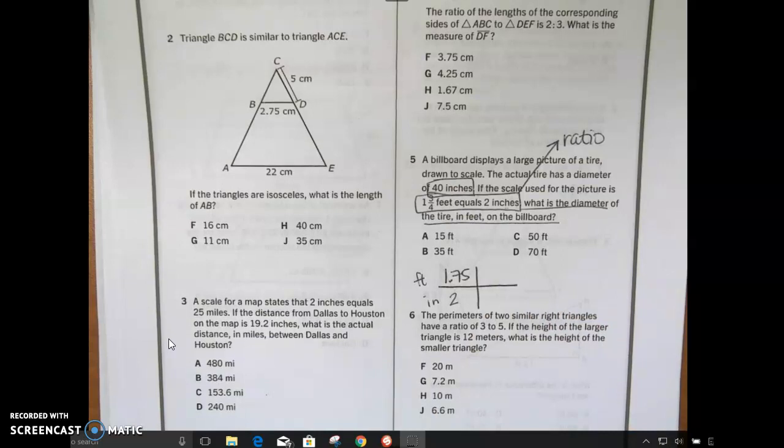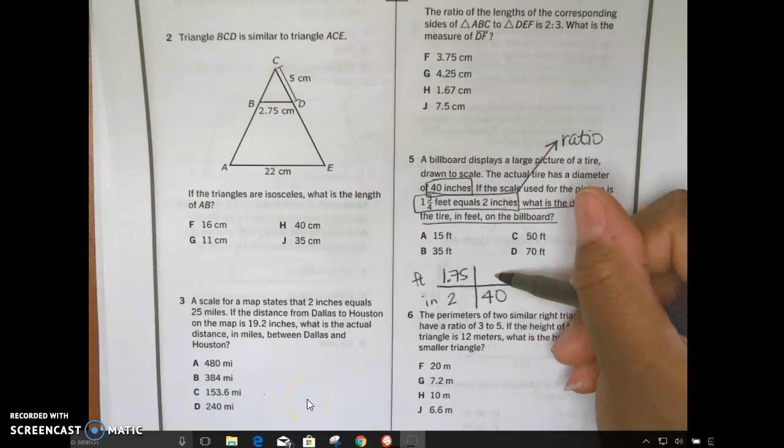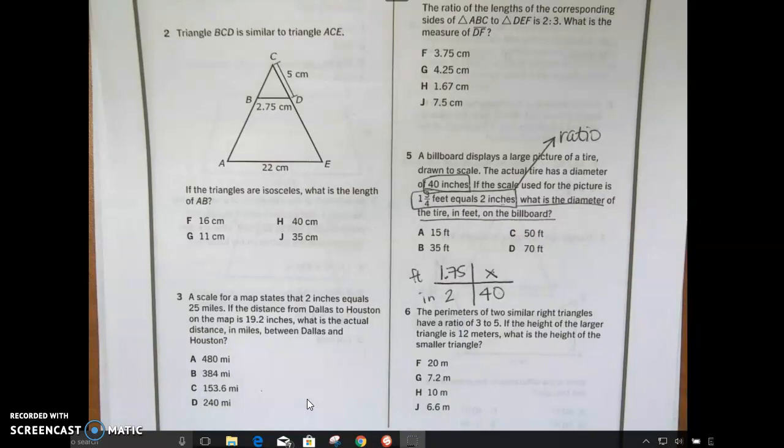What else do I need to put in here and where? 40 inches next to who? Next to the 2. Why is it not up here? Because 40 is inches and I need the inches to go with inches. How do I solve?